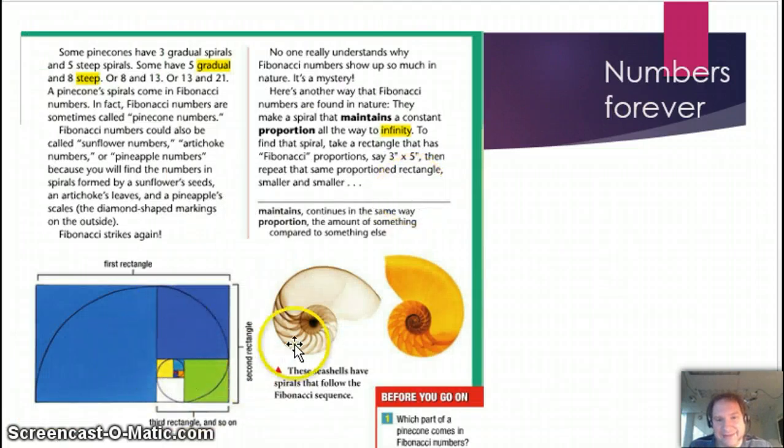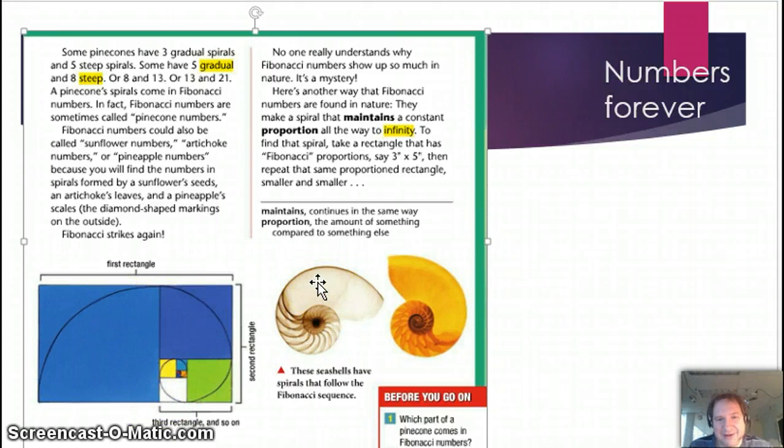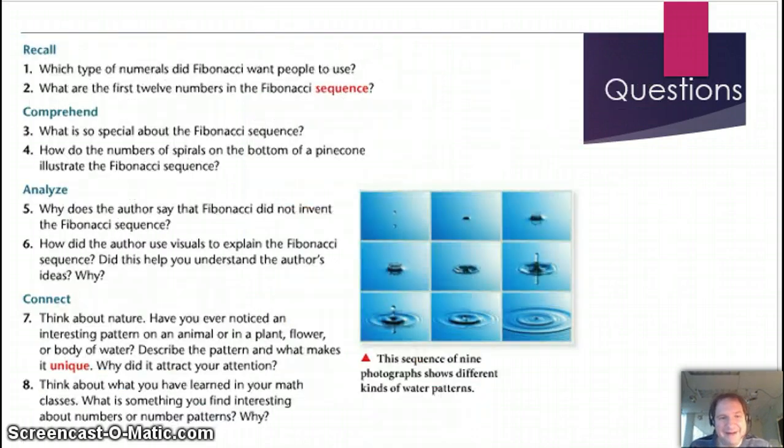Some are gradual, some are steep. This, the distance here, third rectangle and so on in a seashell, also follows the Fibonacci code, even in pineapple scales and artichoke leaves. So these numbers could go all the way to infinity, and they won't because nothing in nature does. So infinity will never end.